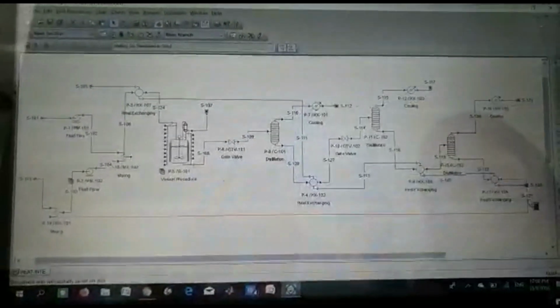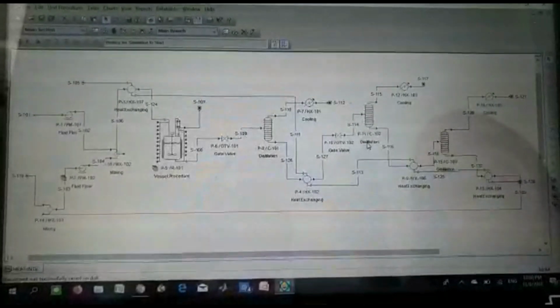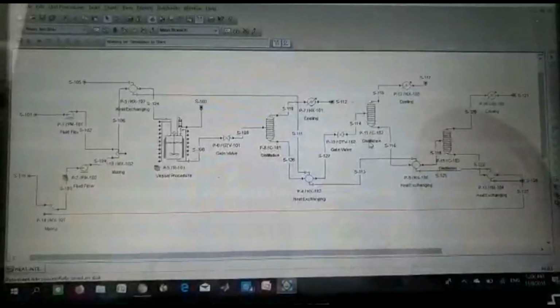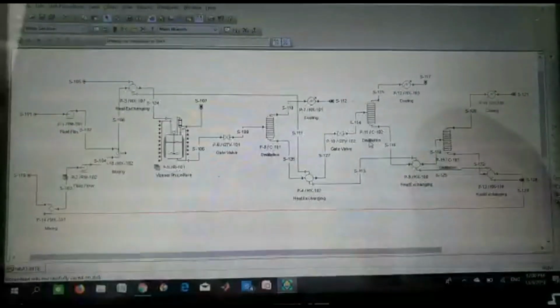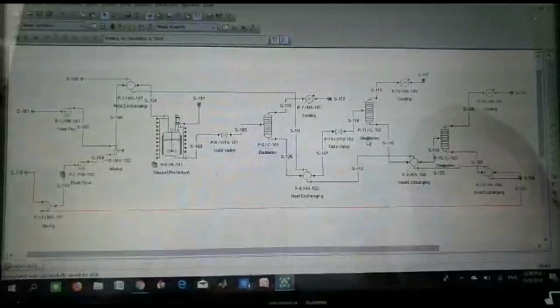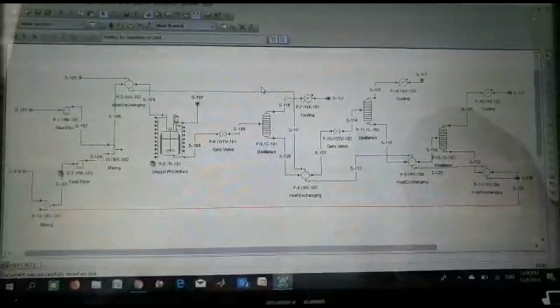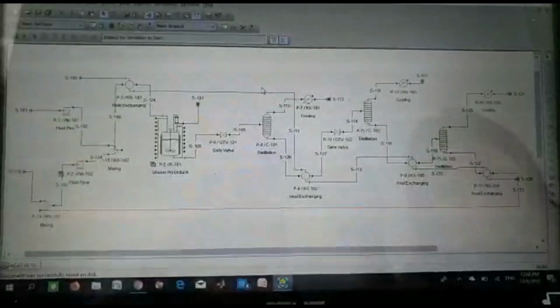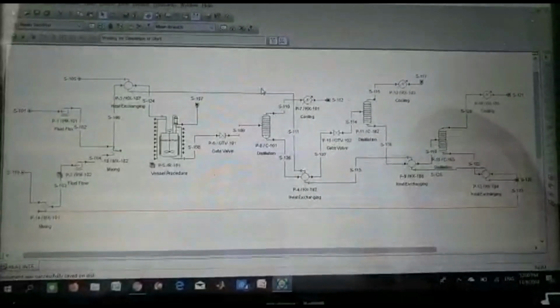So as a conclusion, heat exchanging is used instead of electric heating and electric units, and the heat exchangers are linked to each other. This can reduce the outlet stream and eventually reduce the plant cost.